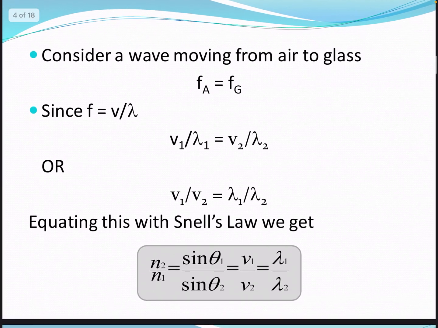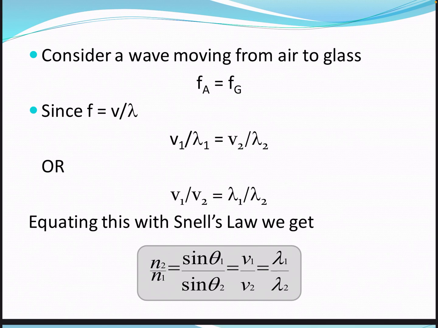So, for example, we've just said that we've got a wave going from air into glass. The frequency in air is the same as the frequency in glass. Now we know that frequency equals speed over wavelength, or v over lambda. So what that means is that the v over lambda for air must equal v over lambda for glass. If we rearrange that, then what we can say is that the ratio of the speeds in air and glass is equal to the ratio of the wavelength between air and glass. So v1 over v2 is equal to lambda 1 over lambda 2.